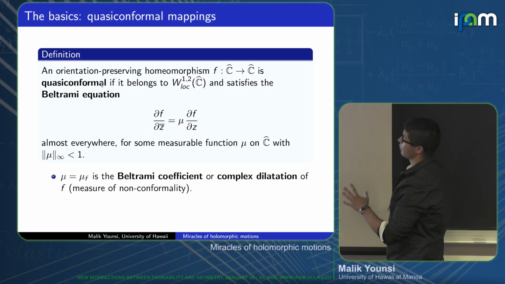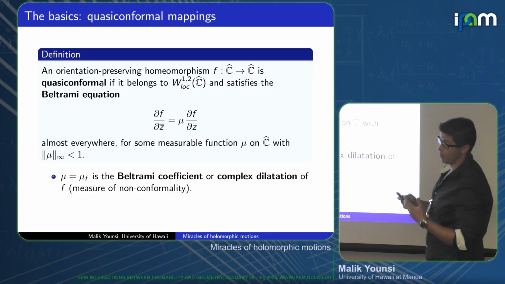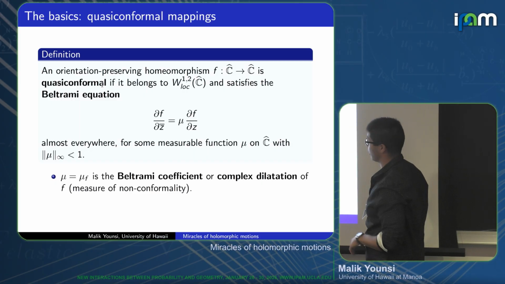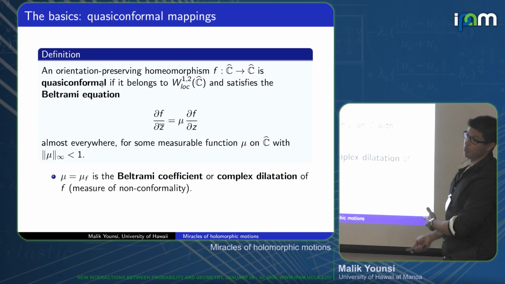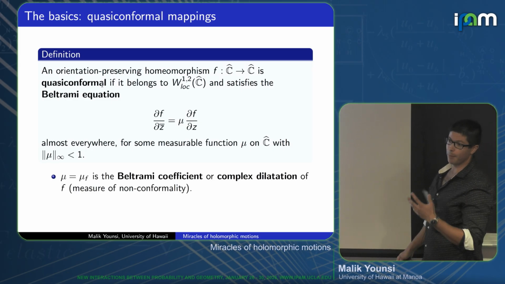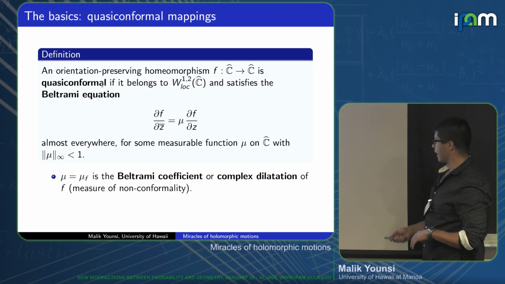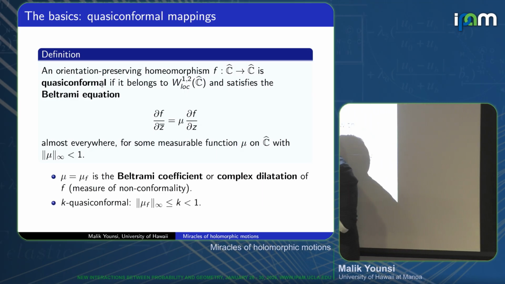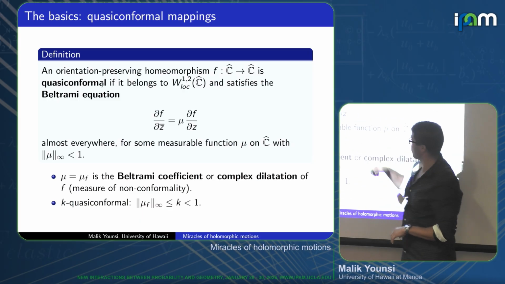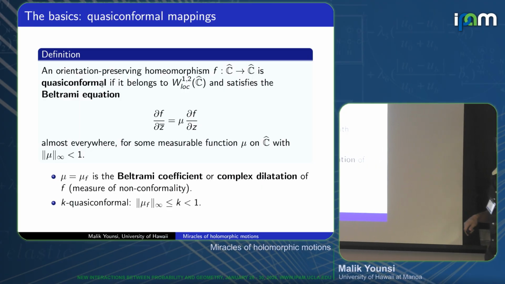You can think of this as some kind of measure of non-conformality of the map, because if you have, for example, a conformal, analytic map, then the Cauchy-Riemann equations will tell you that mu is just 0. And if mu is 0 and you have a quasiconformal map, then it has to be conformal. This is a well-known property of quasiconformal mappings. Okay? And then some notation. During this talk, I will denote by k-quasiconformal mappings those quasiconformal maps that have the property that the norm of the Beltrami coefficient is at most little k.